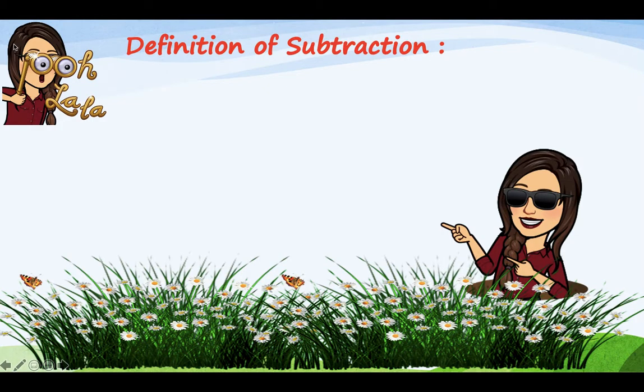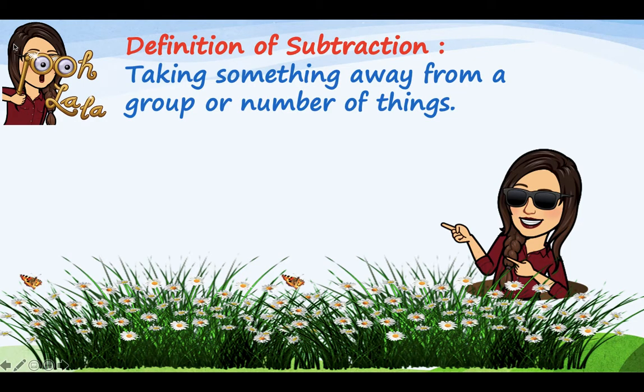First, let's have a look at the definition of subtraction. Subtraction means taking something away from a group or a number of things, that's taking the smaller number of objects from the larger group.